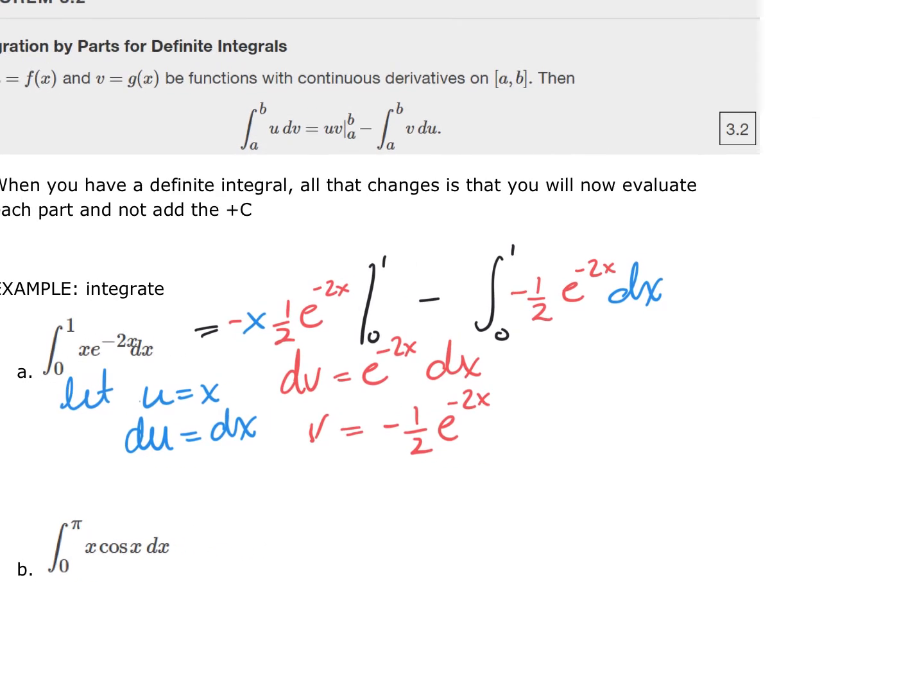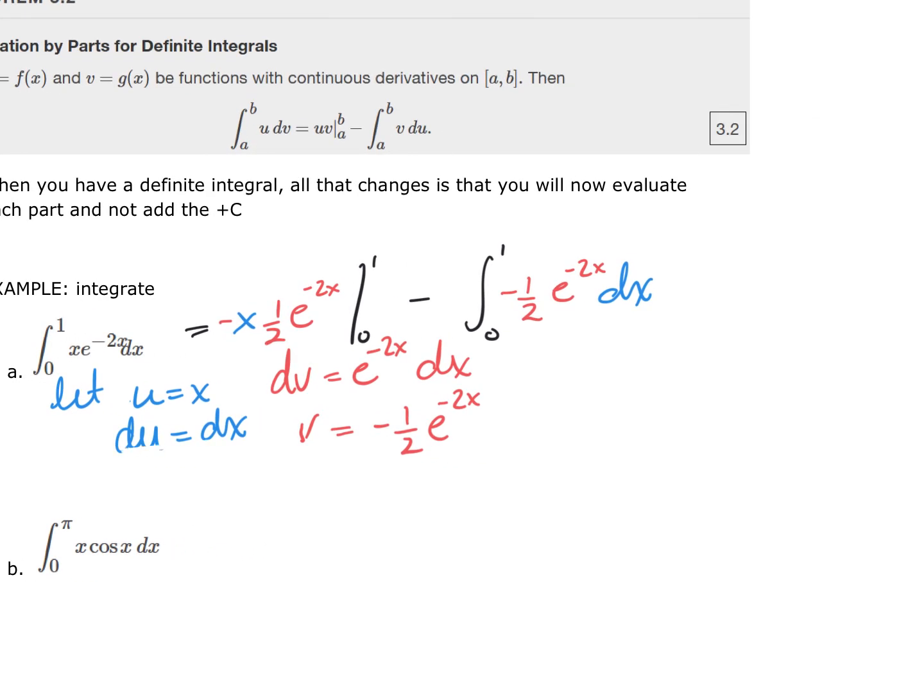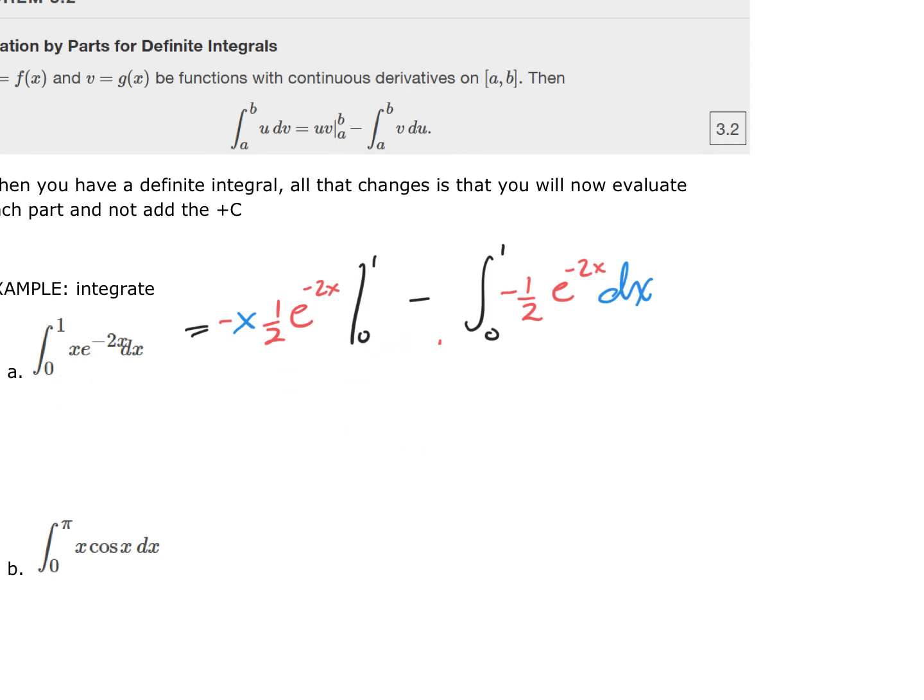So I'm just going to erase this. Gives me some space to work below and looks kind of messy. So starting with the upper limit, I'm going to do this evaluation right here. So it's going to become negative 1 multiplied by 1/2 multiplied by e raised to the negative 2 minus 0.